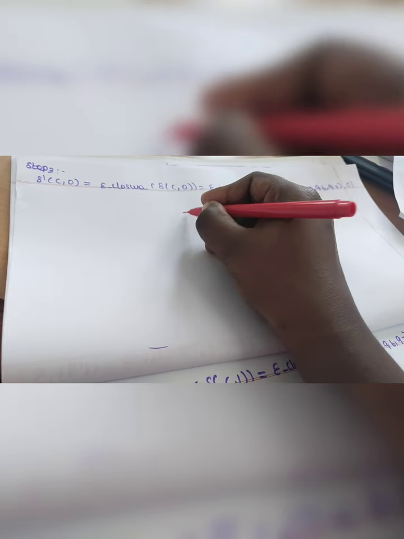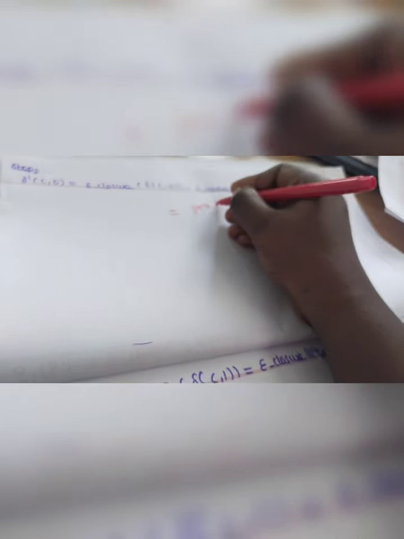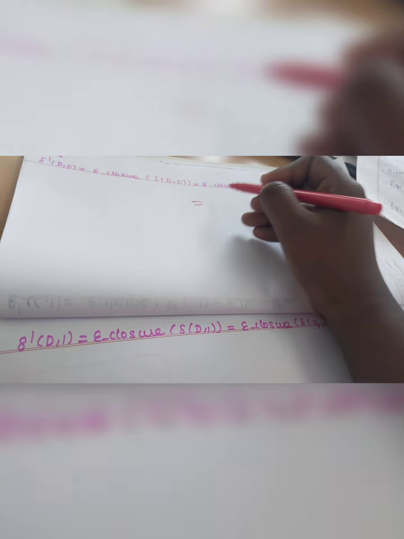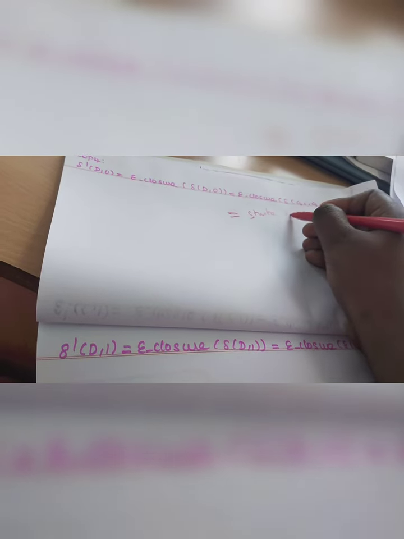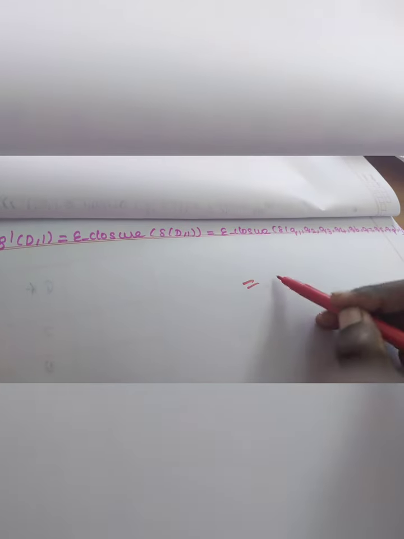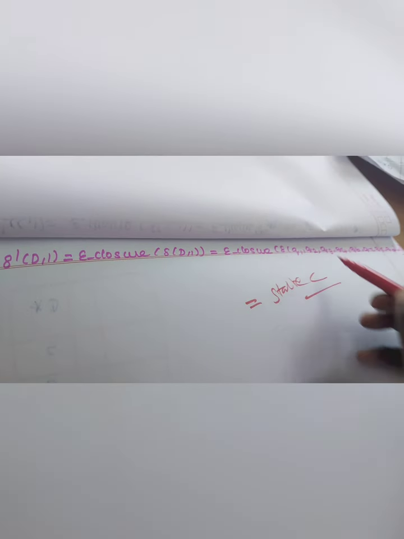Then you can do the processing of 0 and 1 with C and D. If you are processing with C with the input 0, you got state B only. If you are processing with C with the input 1, you got state C only. Then you can do the same processing with state D. If you are processing with D with the input 0, you got state D only. Here also if you are processing with input 1, you got state C.